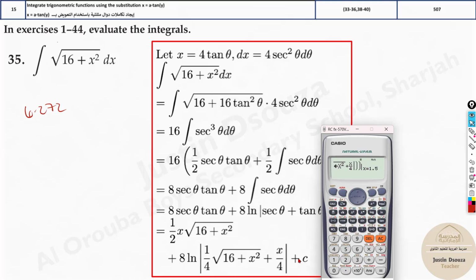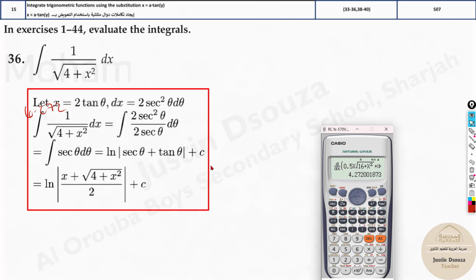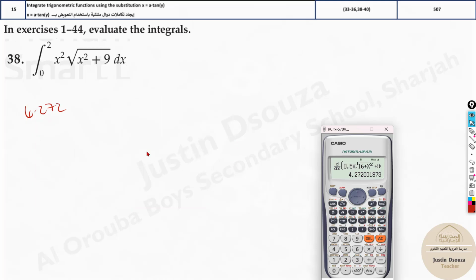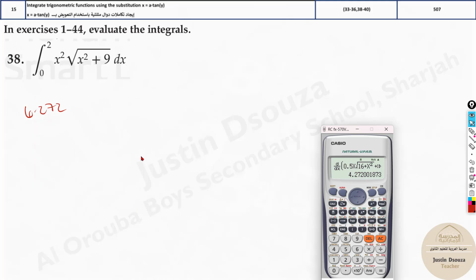I have told you we do not need to consider the constant because the derivative of a constant is 0. And the answer, yes, matches 4.27200. You can do this for all the problems. All the MCQ part can be easily solved in the calculator itself. Now here, remember, don't take ln, take log base e, and you'll get the correct answer.